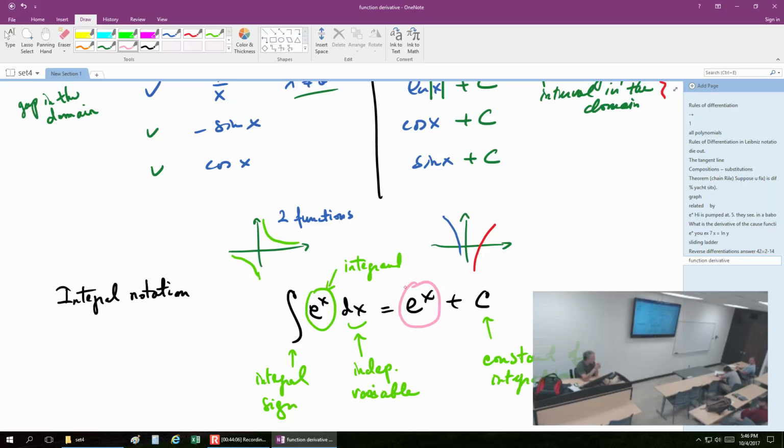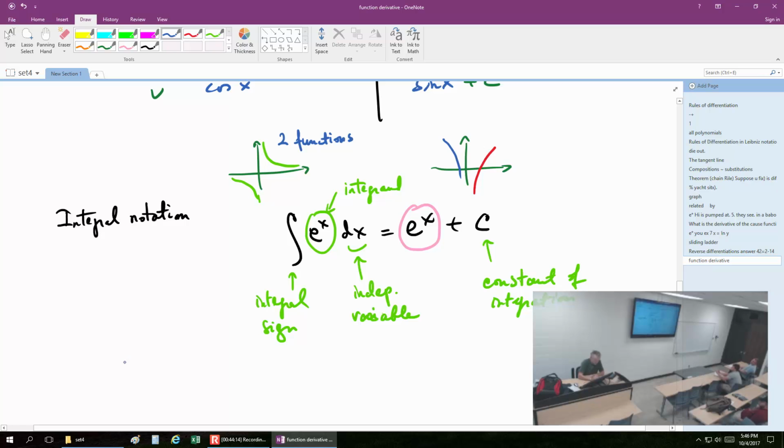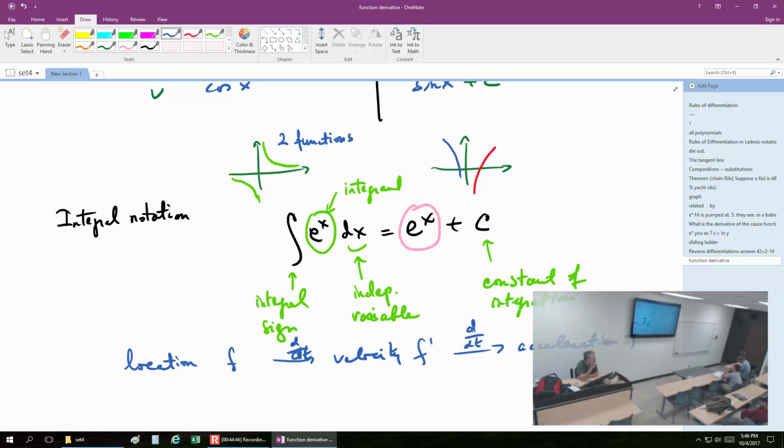And there might be even more than that. Remember, we talked about multiple differentiations, so you can have multiple integrations as well. What I have in mind is, remember location, say f, then its derivative is velocity. If I differentiate with respect to t or x, doesn't matter, with respect to time, f prime, and then if I differentiate one more time, I have my acceleration, f double prime.